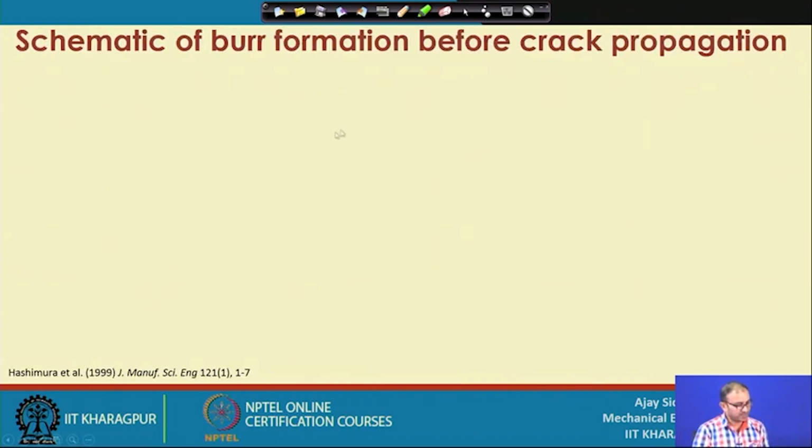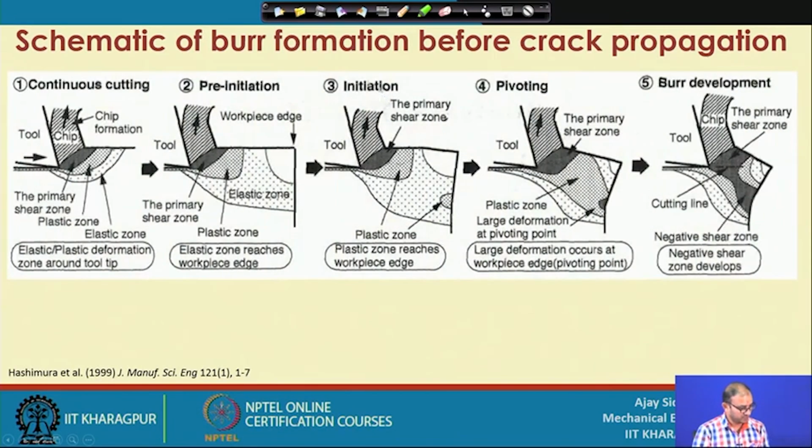So, let us see how the burr formation occurs when you penetrate your tool into the workpiece. What are the different stages? This particular slide will tell you how the tool is interacting with the workpiece material before crack propagation. This is the first thing: it is continuous cutting. What is continuous cutting? That is proper cutting of the material. So, you are getting a chip formed very easily here.